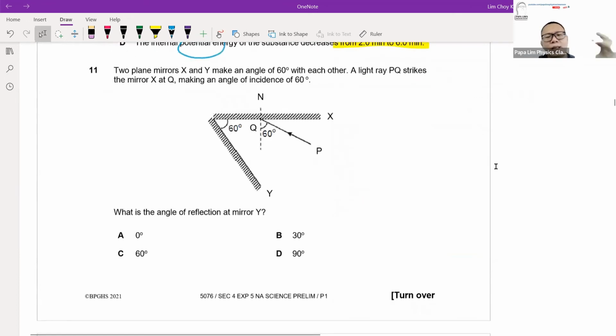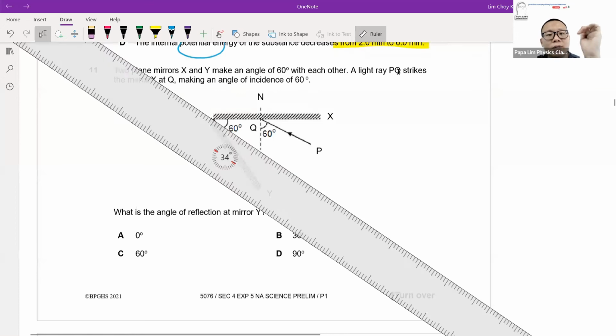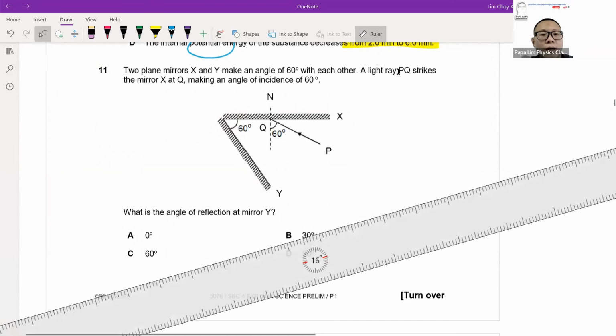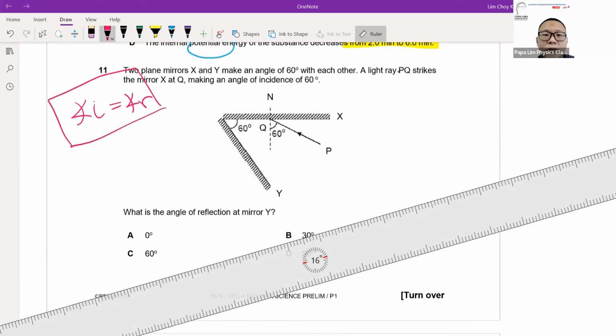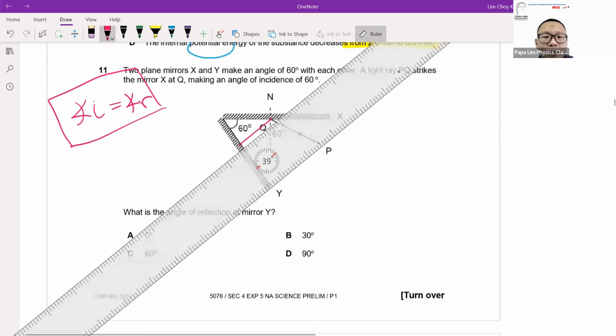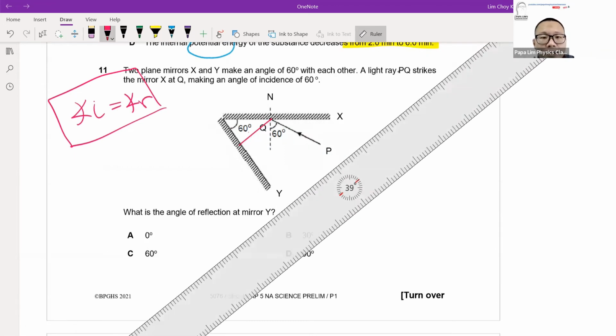Question 11 involves a bit of math, but the main concept that we're looking at is the angle of reflection, angle I equals angle R. Angle of incidence equals angle of reflection, which is the law of reflection. For example, if I look at the ray diagram itself, the incident ray is 60 degrees, so the reflected ray will also be 60 degrees here. Based on the law of reflection, angle I and angle R will be the same.